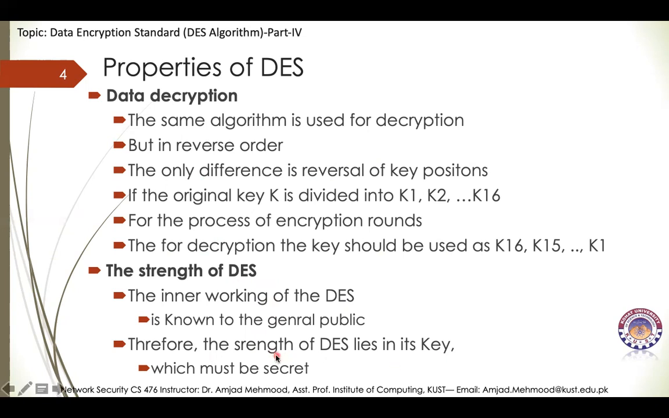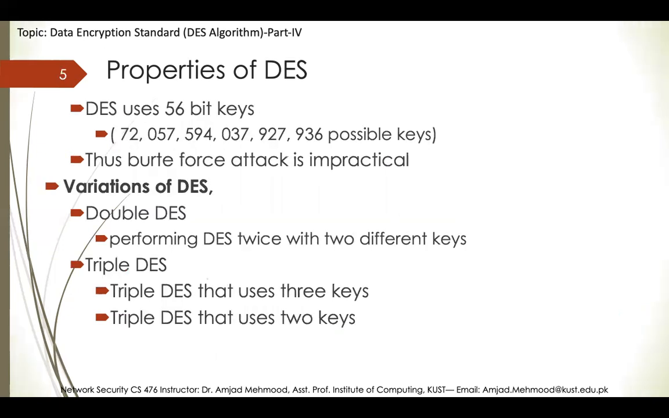And that's why the data which is produced by DES is more secure. As DES is based on a 56-bit key, the number of possible keys is huge, so it is impractical for the attacker or intruder to get into a system or the document. And these are the variations which are widely available in the market, like double DES, as the name suggests, performing DES twice with two different keys, and triple DES.